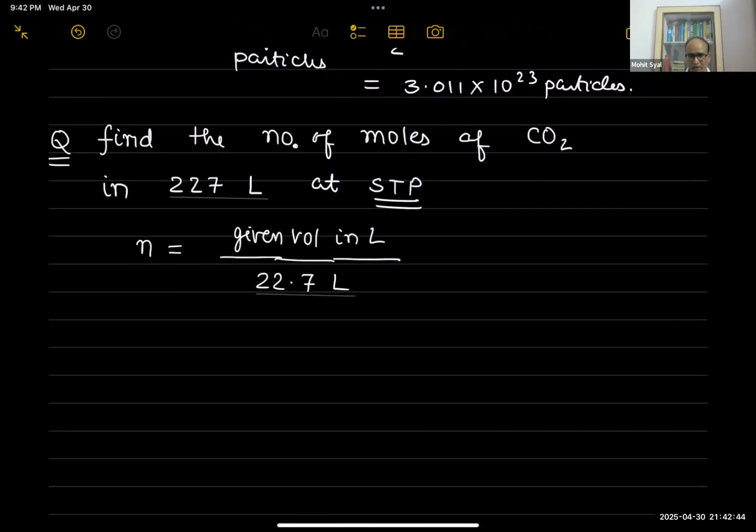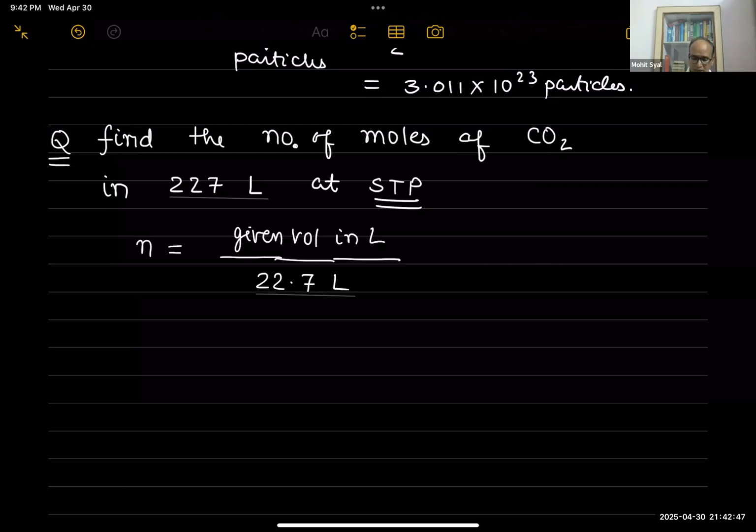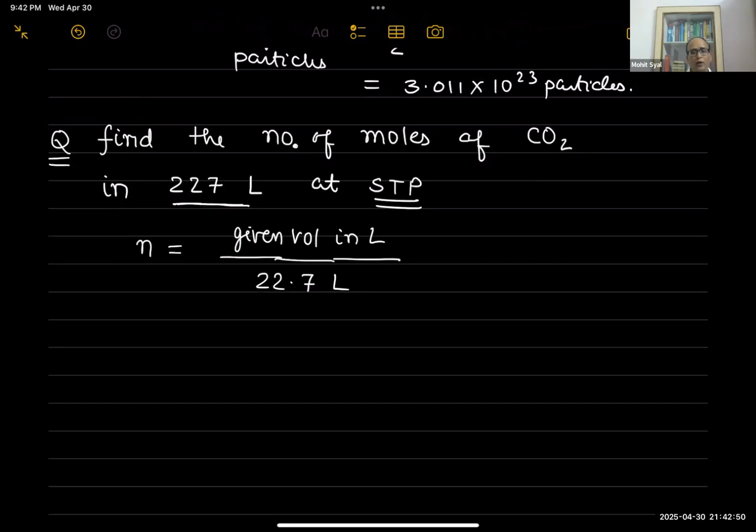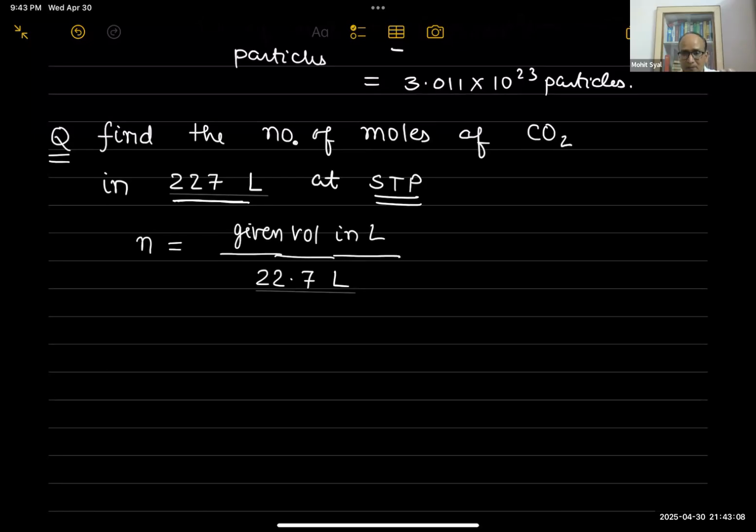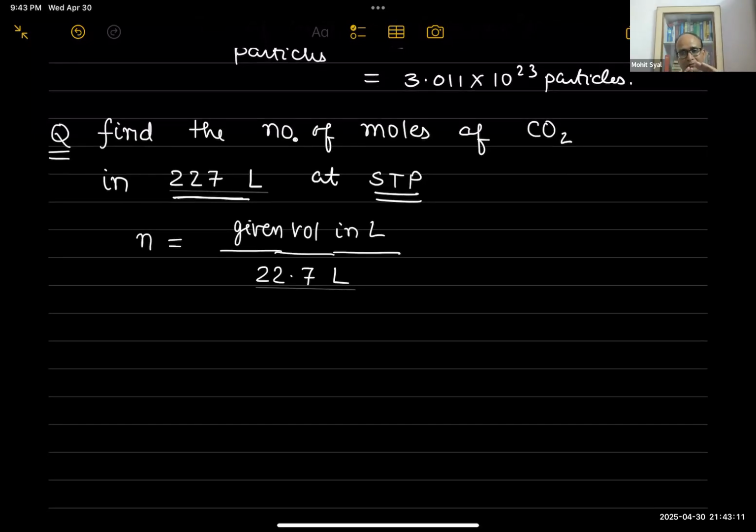Either you can apply the unitary method. This volume is how many times of 22.7? 10 times, right? Because the decimal has been shifted in the right hand direction. So it is 10 times. So the number of particles will also be 10 times. If the volume is same, the particles are same. If you increase the volume by 10 times, the number of particles will also go up by 10 times because you have kept the temperature and pressure same. So 10 times of 22.7 is 227.